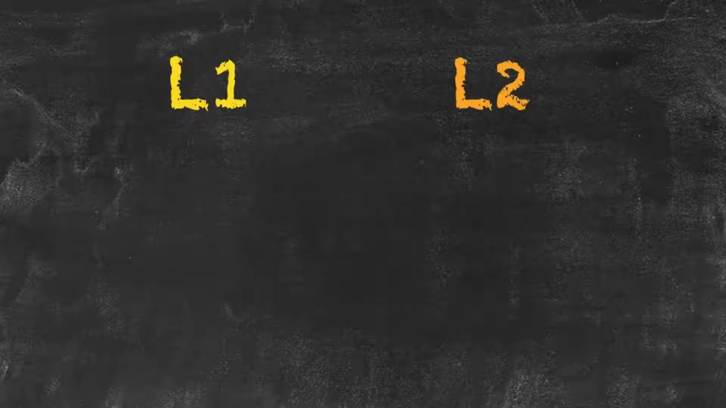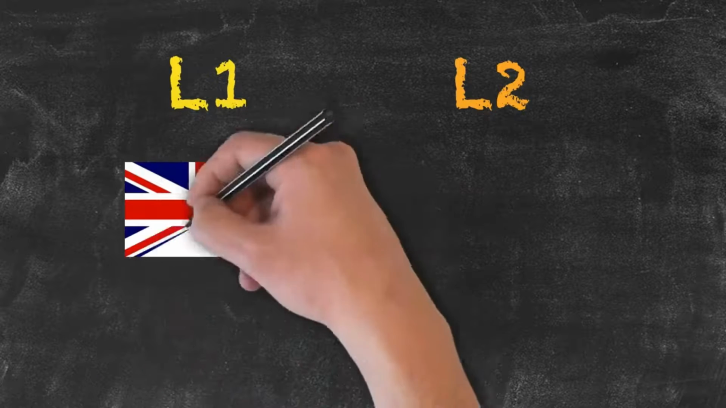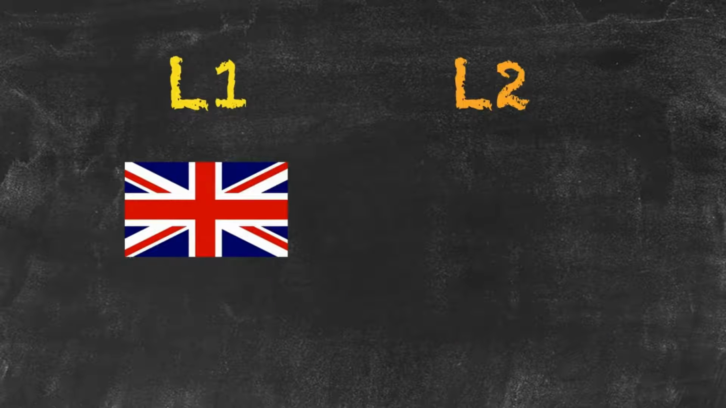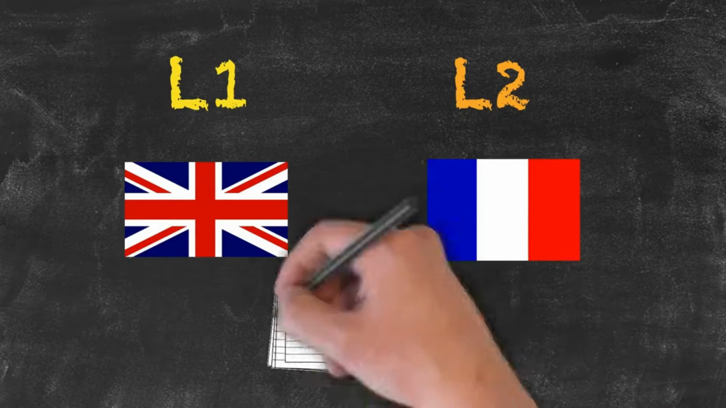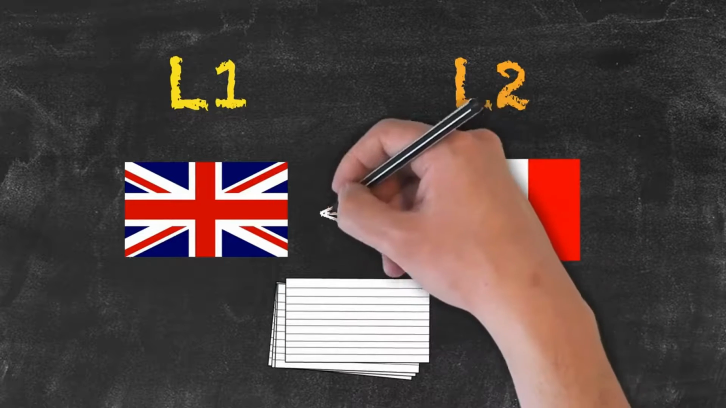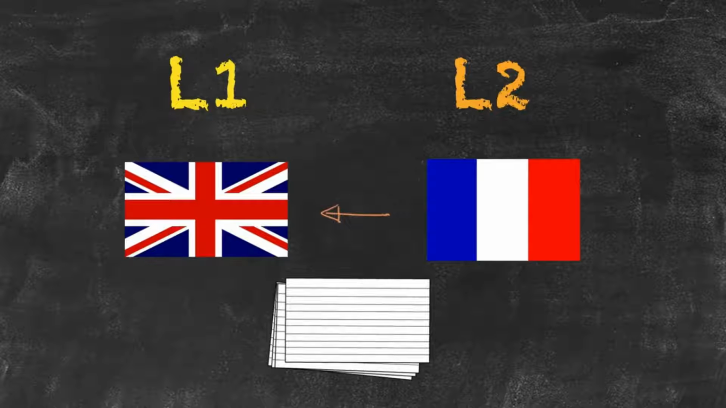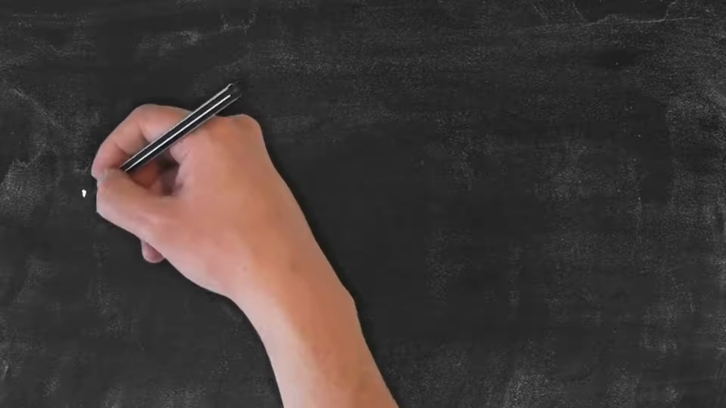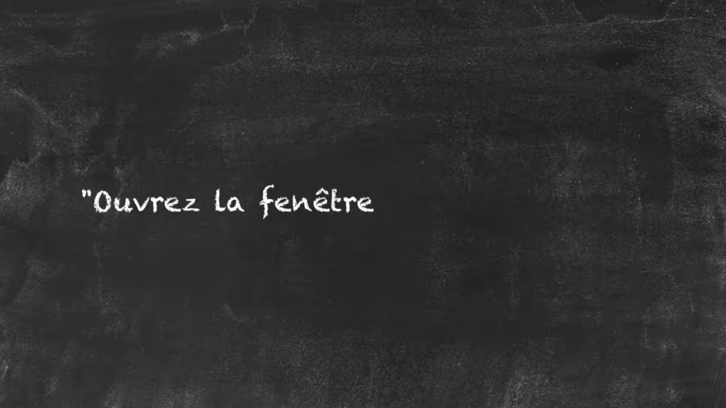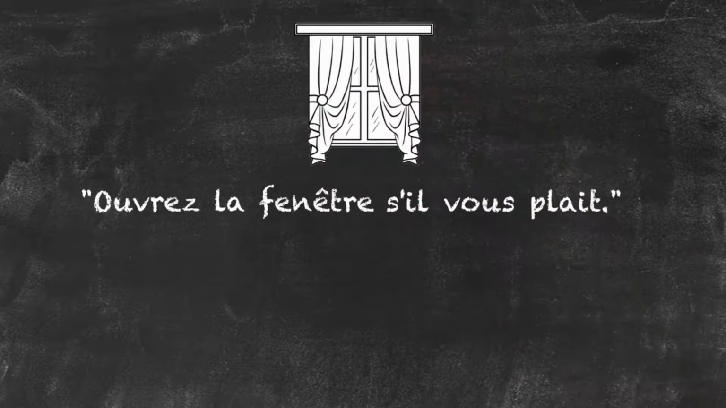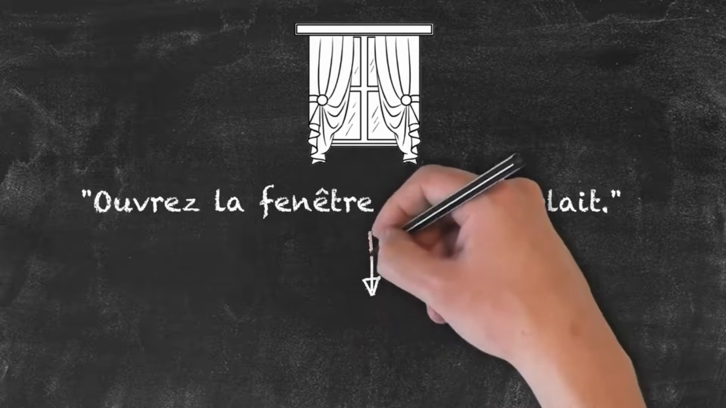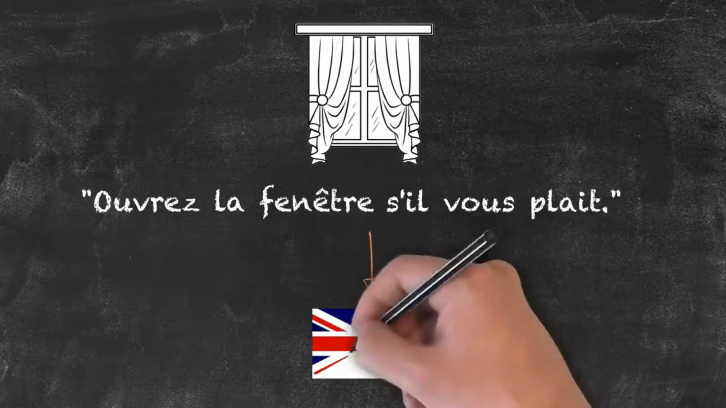So we could take a simple example. Let's imagine that our native language was English and our target language was French. And let's assume that we want to translate a document from French into English. Let's take a simple sentence. Here's a sentence in French, "ouvre la fenêtre," and we'll add "s'il vous plaît" at the end. What we want to do is to take this L2 and translate it back into English.